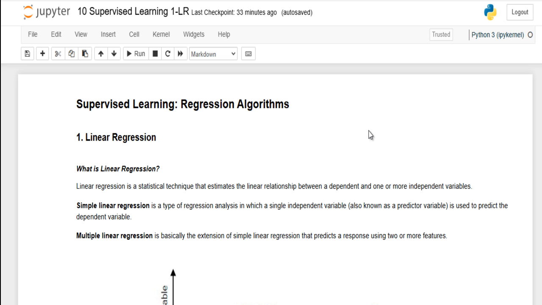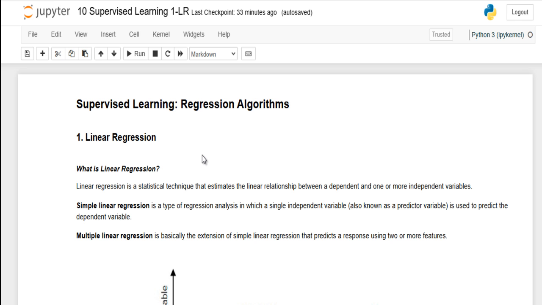So we have what they call linear regression. We are going to be looking at simple linear regression today. Basically, linear regression is a technique that estimates the linear relationship between a dependent and one or more independent variables. That is just the general definition, but we can break it down into two: simple linear regression and multiple linear regression.